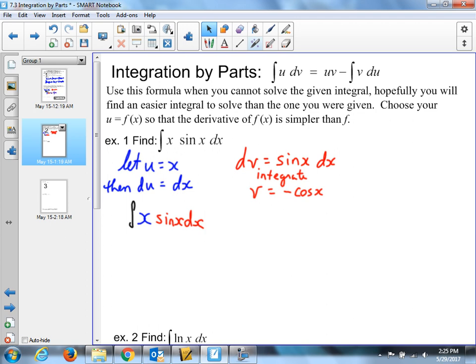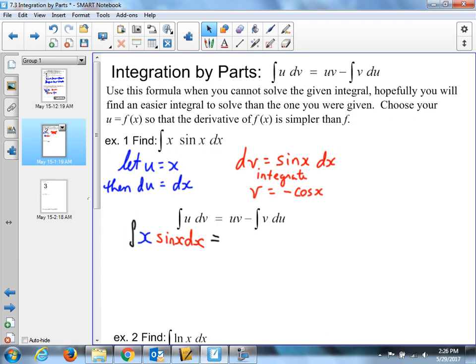But using my color scheme then, what do we use for x? What do we use? Okay. We know this one. So this is my u dv, right? Now let's go through this carefully. uv, maybe I'll just put this here.